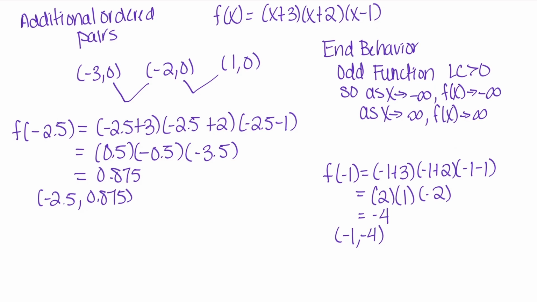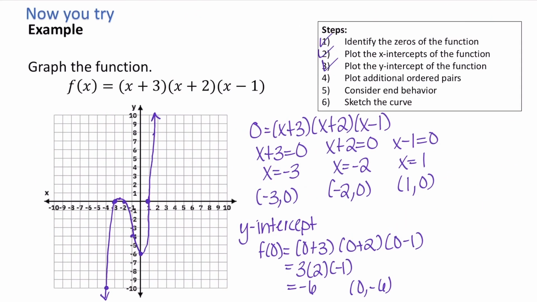And then finally, end behavior, it is an odd function because we have 1, 2, 3 x's, right? It has a degree of 3. And the leading coefficient is greater than 0. So that means as x approaches negative infinity, f of x goes to negative infinity. And then as x approaches positive infinity, f of x goes to positive infinity. So that is how we sketch the curve of this polynomial function.